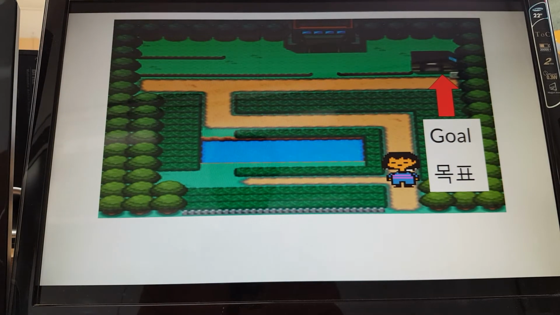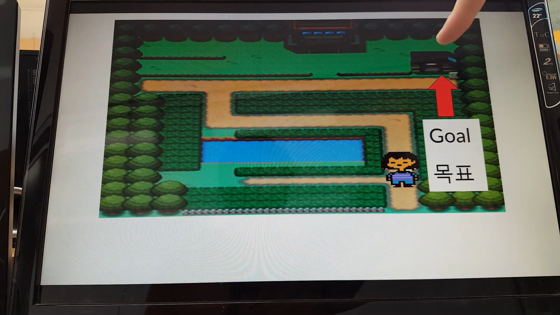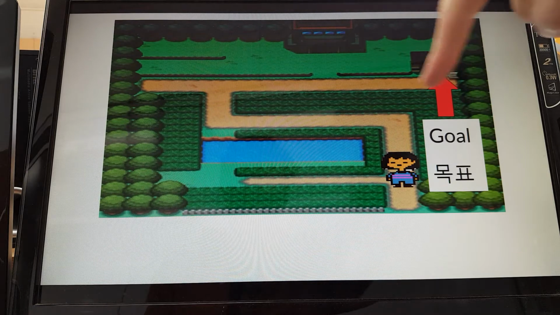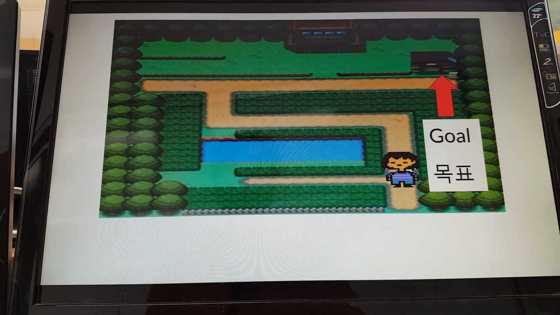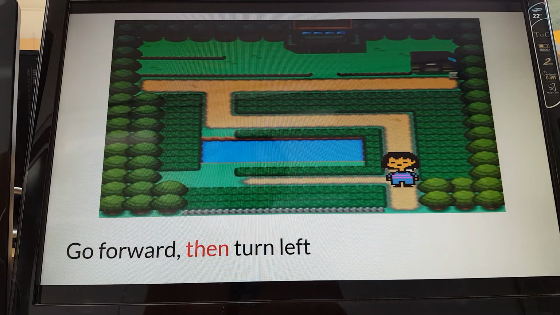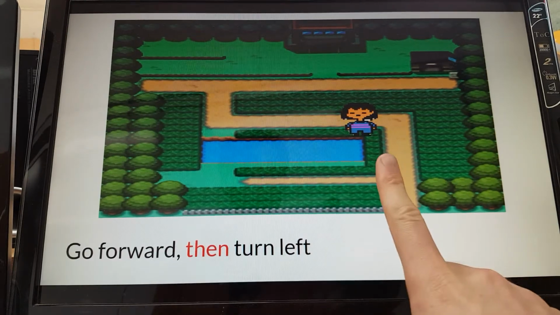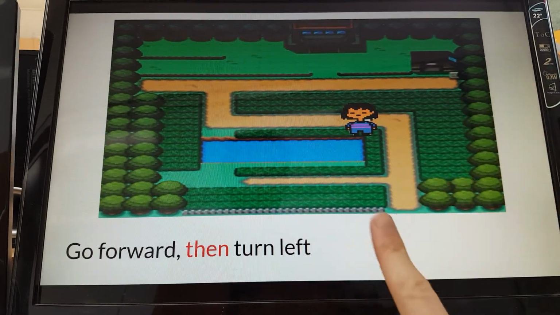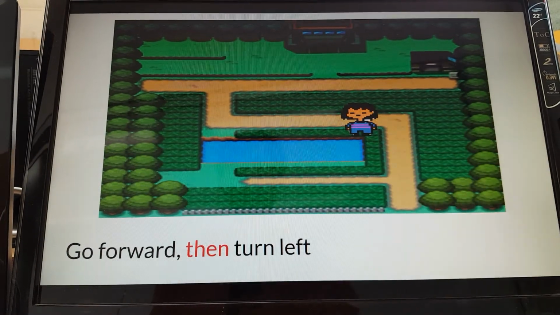So our goal is to get here. We want to go here. How do we tell someone what they should do to go there? So we would say, go forward, then turn left. So go forward, turn left. Go forward, then turn left.